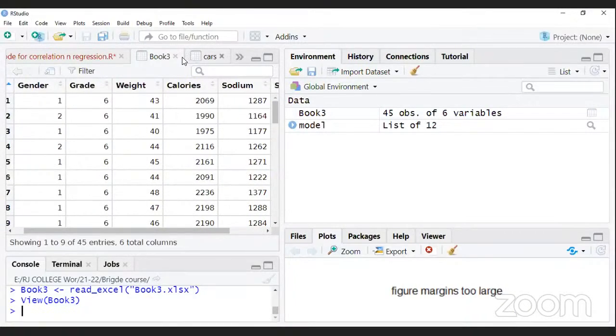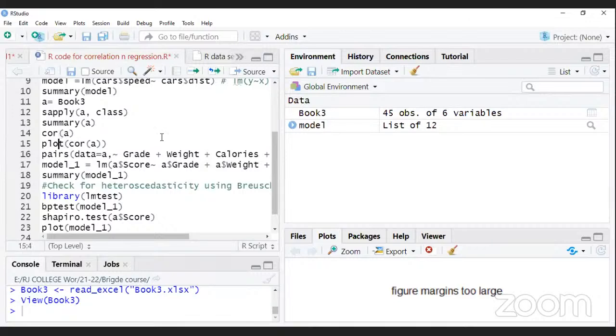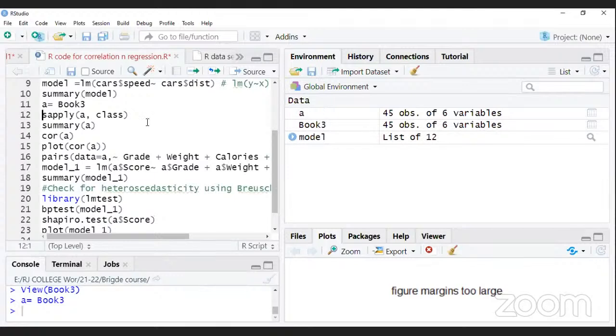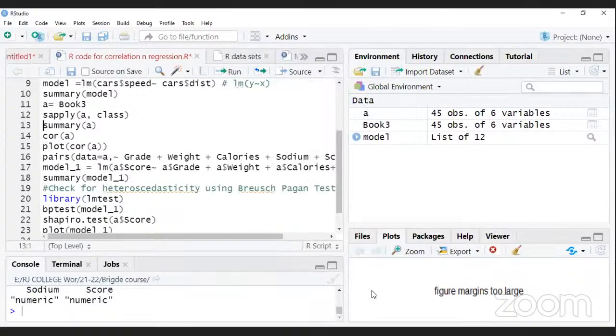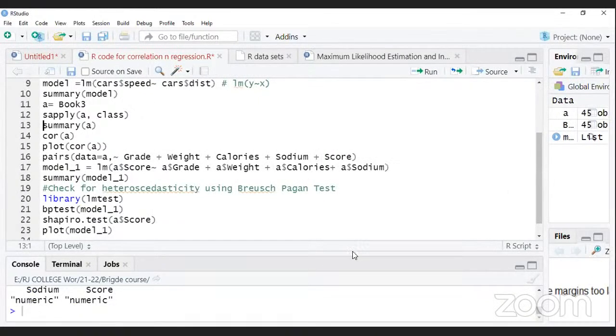Okay, that is all easy, so I'm skipping those things. I'm just going to the command. Just click on plot and okay. So I'm coding this for A, which is my book 3 data. Click on S, apply. You will understand more about your data, whether the data is numeric or not.